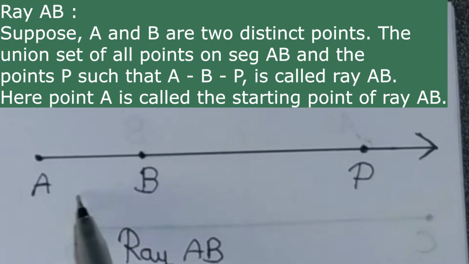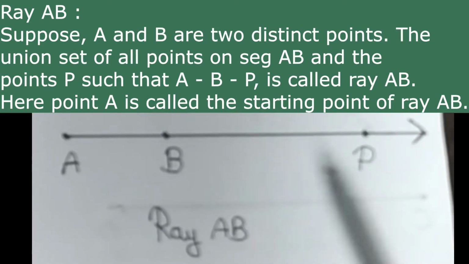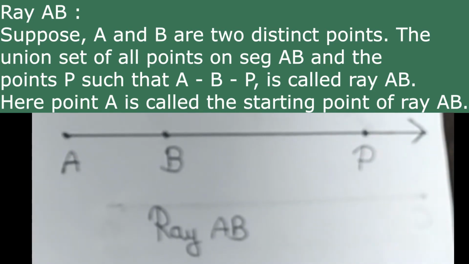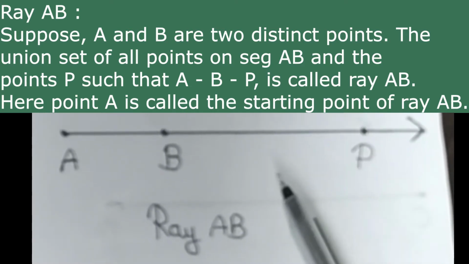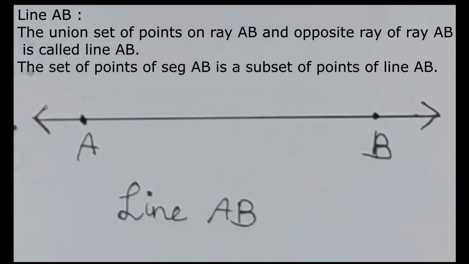So here it is ray AB. One side it has endpoints and the other side it has an arrow. That means it will go on extending on the other side. So that means we cannot find the length of a ray. Remember this. We can find the length of a line segment, but we cannot find the length of a ray. Okay. Next we will see line AB.